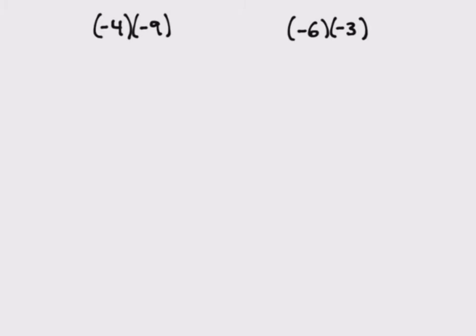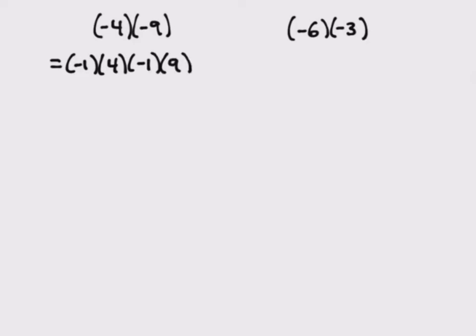Again, every time you see a negative number, you can think of it as -1 times a positive number. So -4 we can think of as -1 times 4. -9 as -1 times 9. -6 as -1 times 6. And -3 as -1 times 3. So what I would do for our first example is either write it out as, or at least think of this as, -1 times 4 times -1 times 9.